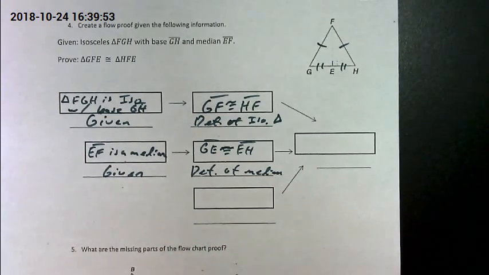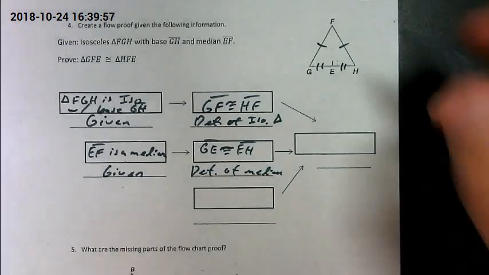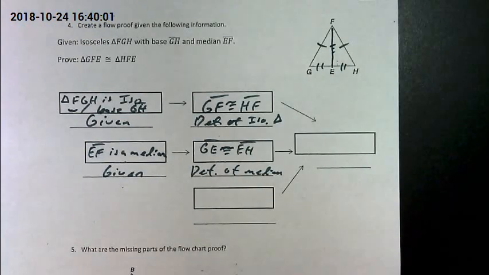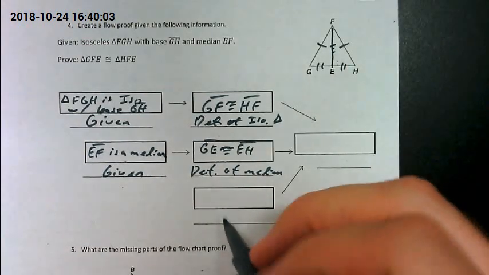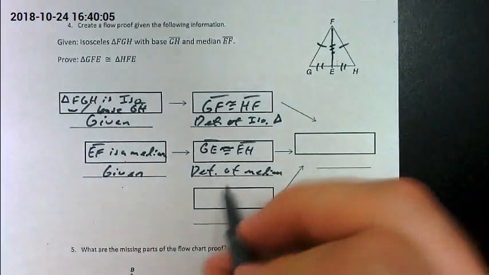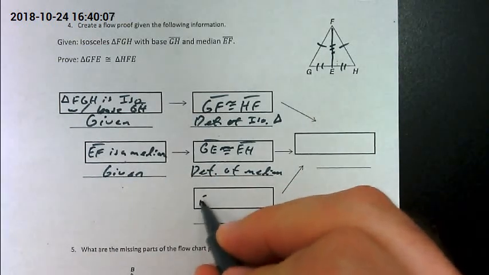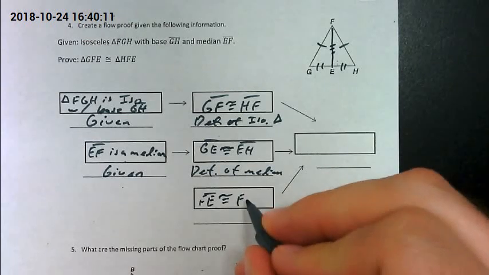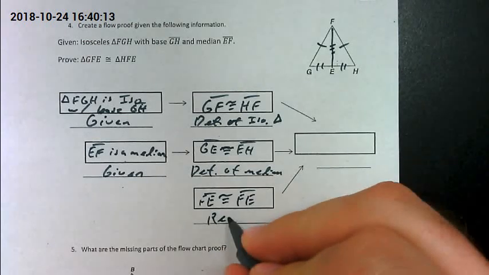All right. But now, we have two congruent parts. We need a third congruent part. Well, this line in the middle is congruent to itself. Therefore, FE is congruent to FE through reflexive.